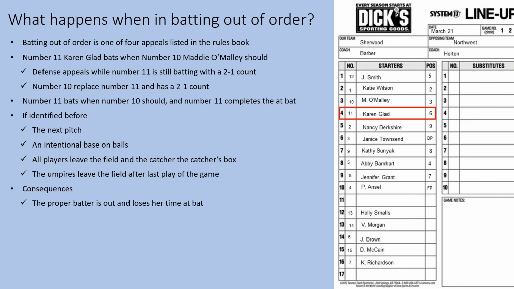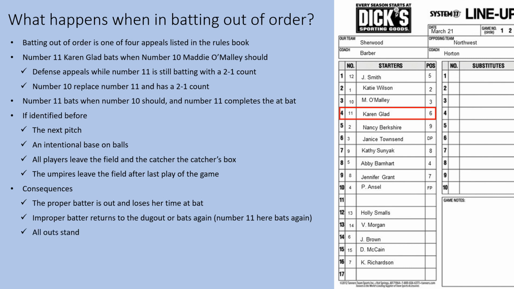So if number 11, Karen, bats for number 10, Maddie, and Karen is identified as the improper batter by the defense, Karen does not lose her turn at bat, but Maddie loses her turn at bat. So Maddie is declared out. The improper batter returns to the dugout, or in this case, Karen would bat again because she is the batter who follows Maddie.